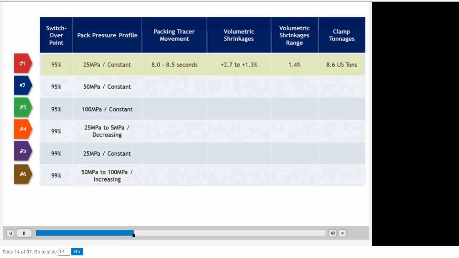The first set of results is shown in the table. And just one more time, 95% switchover and a constant 25 megapascal packing allows the tracers to move and put material into the cavity for 8 to 8.5 seconds, and causes a volumetric shrinkage range of 1.4%. Now let's take a look at the other ones.